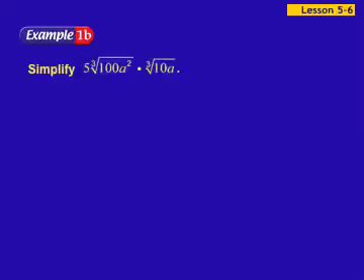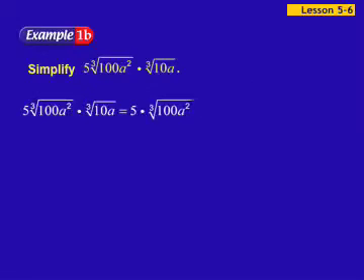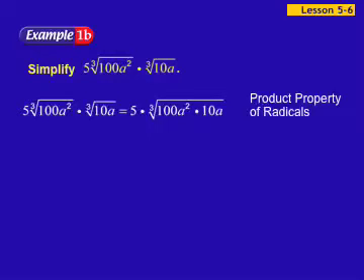Our next example, we're going to have 5 times the cube root of 100a squared times the cube root of 10a. Since we have 2 cube roots, we can use the product property to put both of those radicands underneath the cube root. That allows us then to kind of regroup things. If I look carefully at that 100 and think about it as its factors 10 times 10, then I can see I'm going to have 10 times that third 10, or 10 cubed.